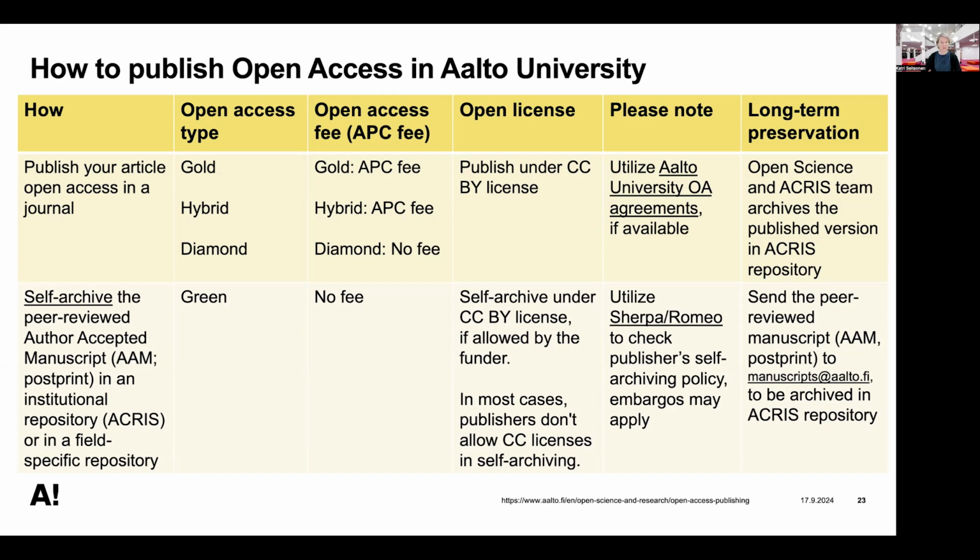Please keep in mind that in gold and hybrid open access, an APC fee always applies, and diamond open access refers to journals which have no fees for either readers or authors. We recommend that when you publish your articles open access, you always publish them under the open CC BY license. And as said, this is also required by many funders nowadays.